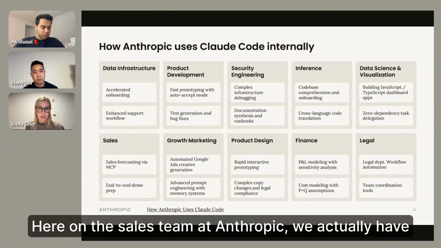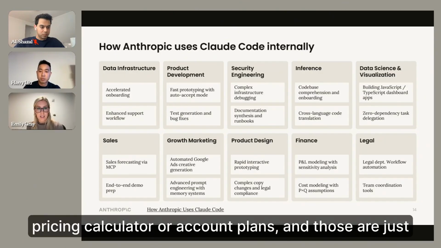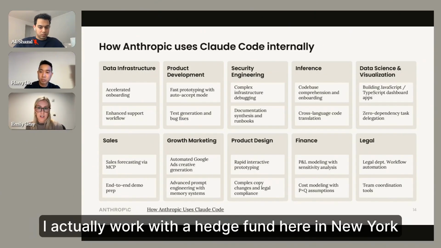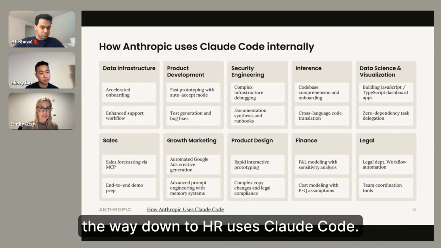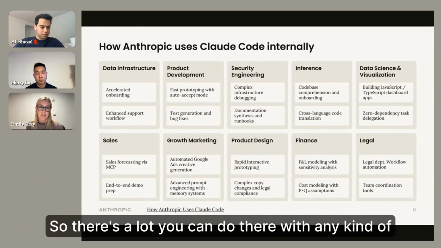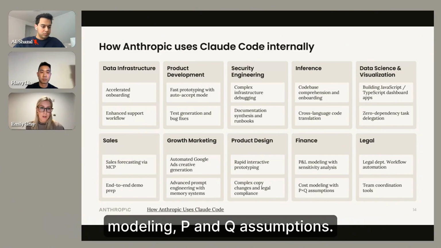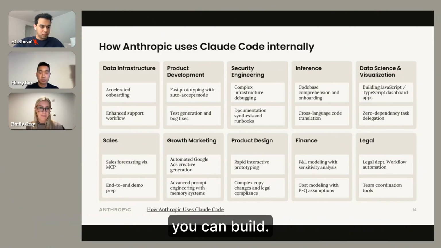Here on the sales team at Anthropic, we actually have had a couple of folks who have built out things like a pricing calculator or account plans. And those are just some sales use cases. I actually work with a hedge fund here in New York City where their CEO mandates that every person all the way down to HR uses Claude Code. So there's a lot you can do there with any kind of analysis, working across the board with cost modeling, P&Q assumptions. It's kind of fun to get your hands on it and see what you can build.